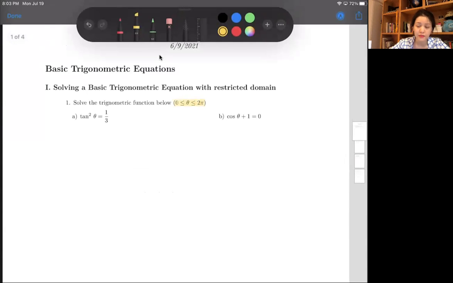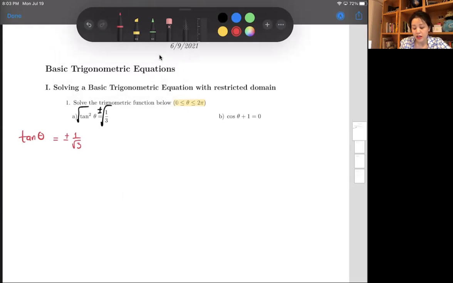Let me highlight that. Theta is between 0 and 2 pi. And for the first problem, we want to solve tangent squared theta equals 1/3. The first thing I do is square root both sides. When you square root both sides, don't forget to add plus and minus. So I have tangent theta equals plus or minus 1 over square root of 3.